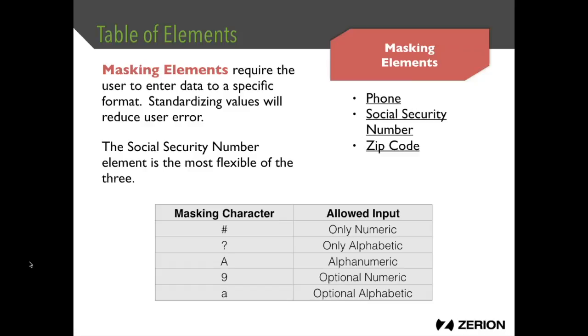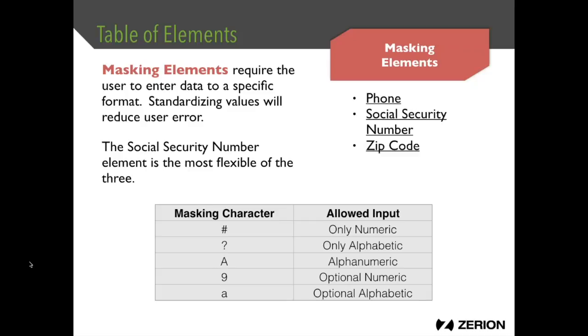When you're creating your mask, you're going to use any of the following characters below in this chart. If you were to use, for example, the pound sign, for that character spot, you would only be able to enter a number into it. If you use the question mark, you're only able to enter an alphabetic character. The uppercase A will allow you to enter an alphanumeric character. And then the last 2 on this list, the number 9 and the lowercase a, are going to allow you to enter a numeric or alphabetic character respectively.